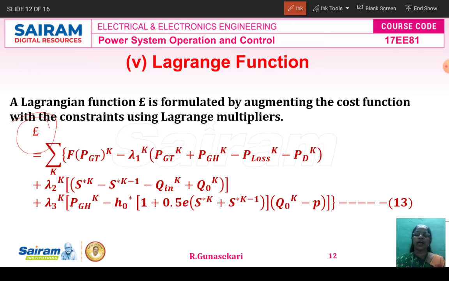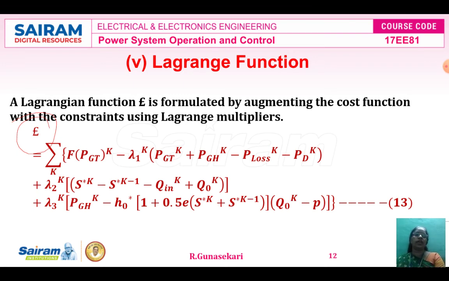The third one is lambda 3k times PGH k minus H naught asterisk into 1 plus 0.5 E into S asterisk k plus S asterisk k minus 1, into Q naught k minus small p. This is equation number 13. Okay. Now, next equation.